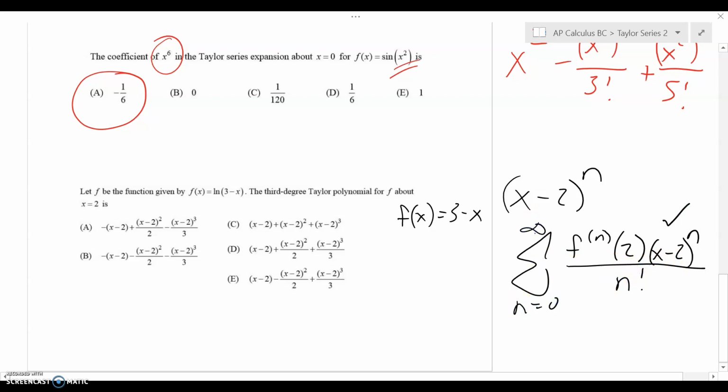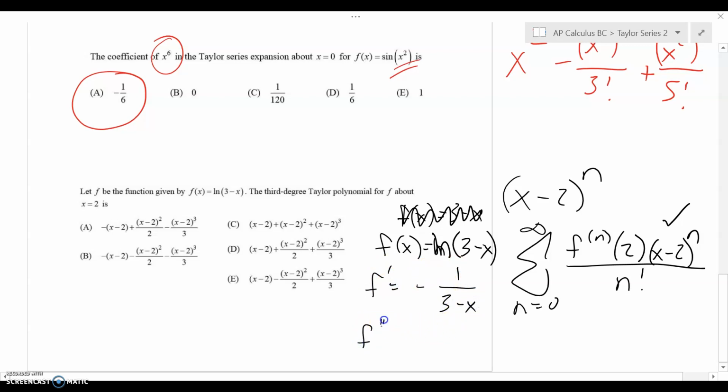And so what we need is a set of derivatives. We only need a handful of derivatives. We don't need a lot of them. But if we've got our function, and I wrote 3 minus x, I shouldn't have done that. I should write ln of 3 minus x. If we're going to take a derivative of that, our derivative would be negative 1 over 3 minus x.